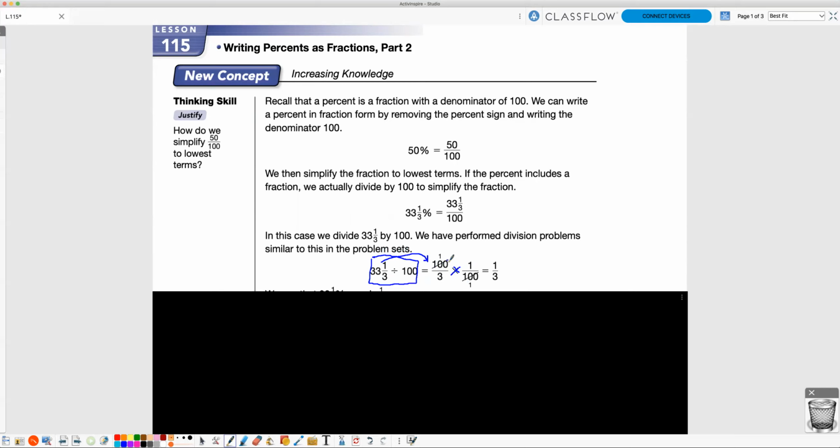Then you would notice that 100 will cancel out 100, and you'd be left with 1 times 1 in the numerator and 3 times 1 in the denominator. 1/3 would be the fraction for 33 1/3%. That'd be the reduced fraction.